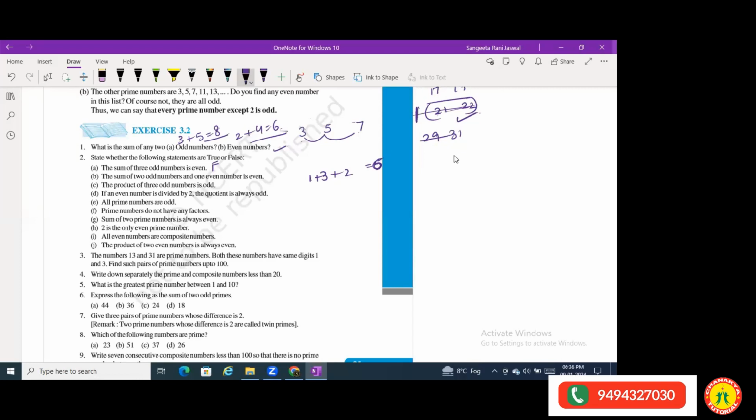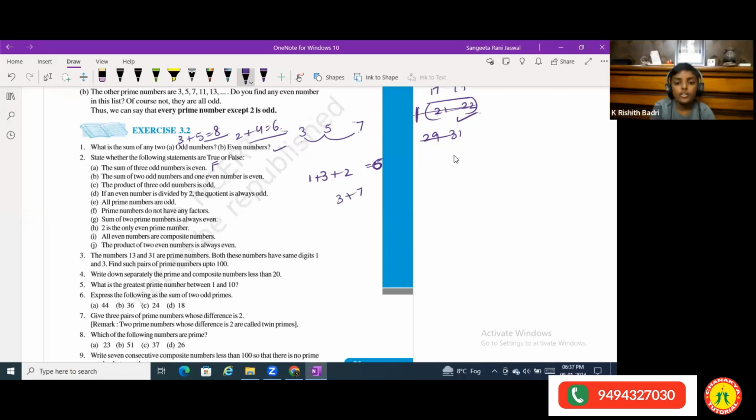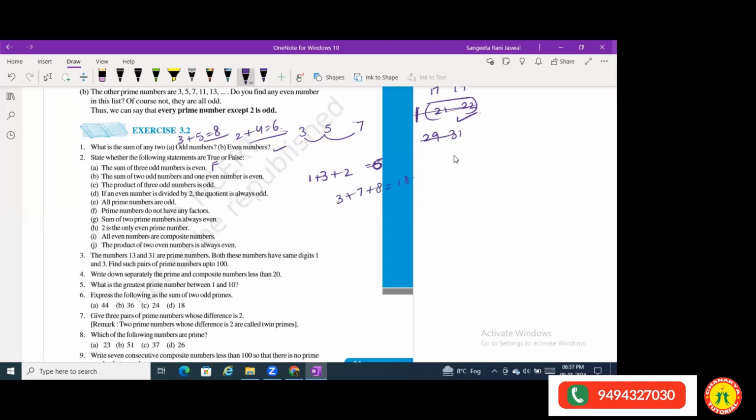Two odd numbers and one even. Check for others, take other numbers also, some more different numbers. Ma'am, I took 3 plus 5 plus 12, that is 20. Or else 3 plus 7 plus 10, and 8. All are even. Okay, so that's true.